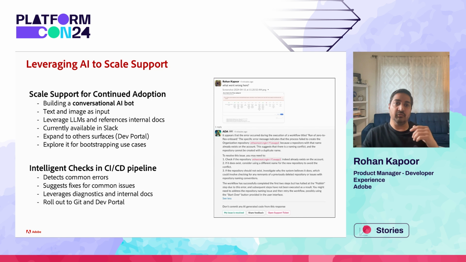For Flex, we are implementing intelligent diagnostics checks in CI to detect errors and suggest fixes, right? Which again, we'll be rolling out in GitHub, and we'll be making it available in our developer portal as well.